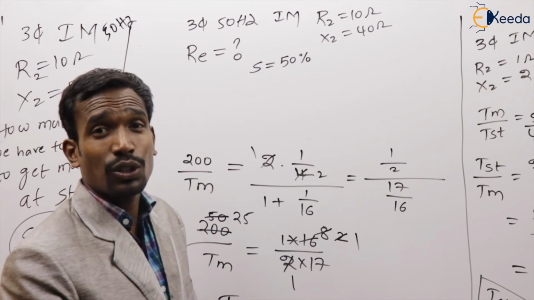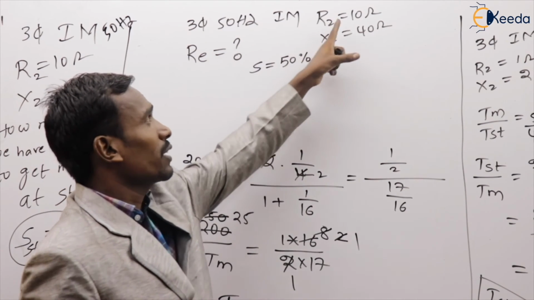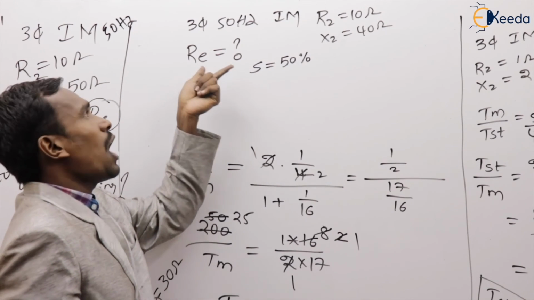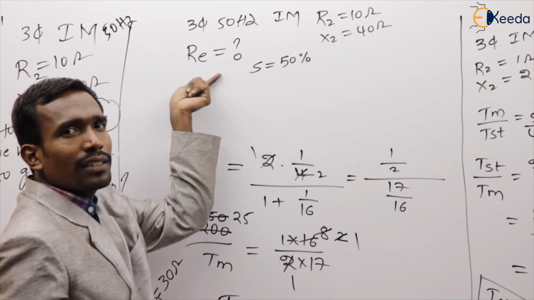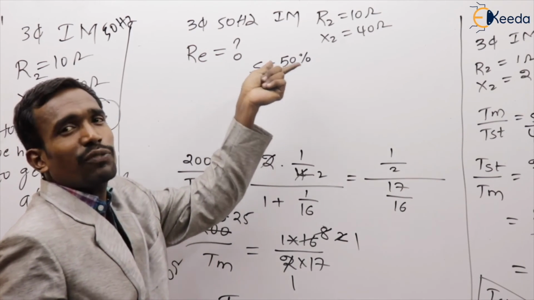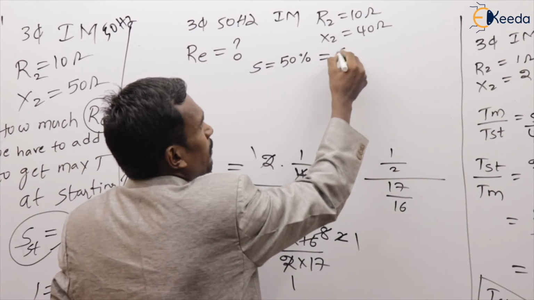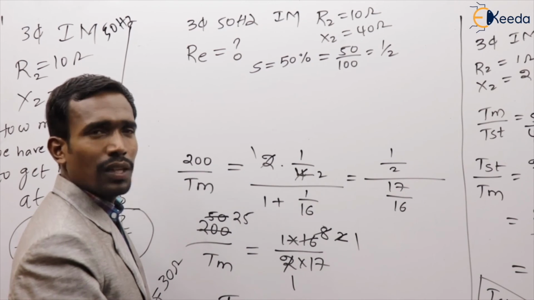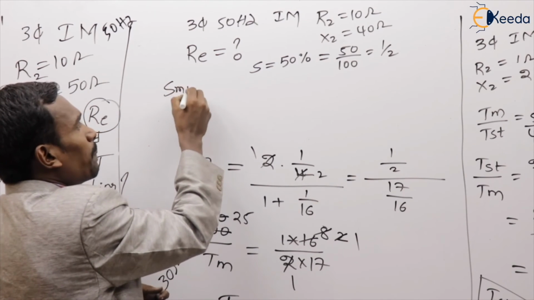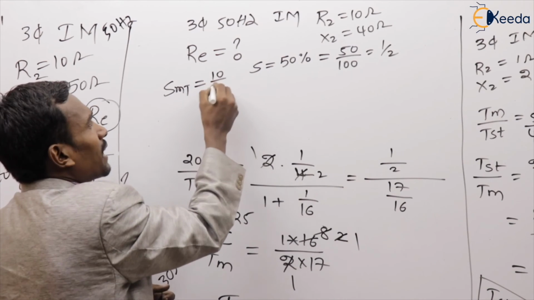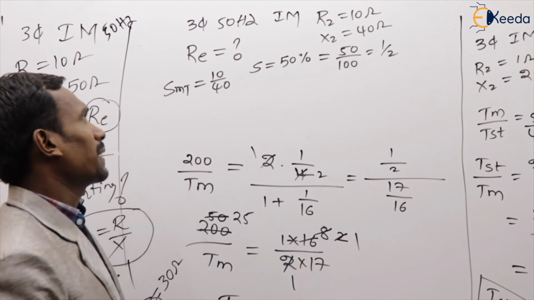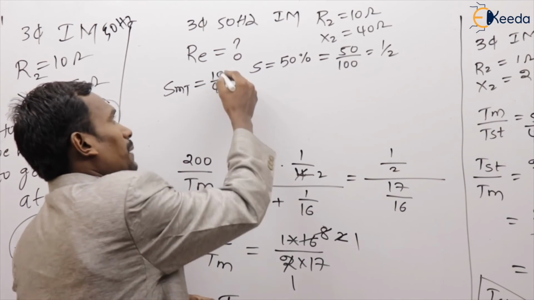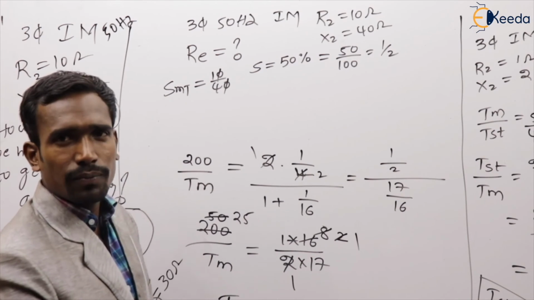See how they asked the question: a three-phase 50 Hz induction motor with rotor resistance and reactance, and how much extra resistance we have to add to get maximum torque at 50% slip. 50% is nothing but 1 by 2. What is the slip at maximum torque? R by X. This is the slip at maximum torque, and the slip they gave is 1 by 2, whereas the original slip at maximum torque was 1 by 4, that is 10 by 40.